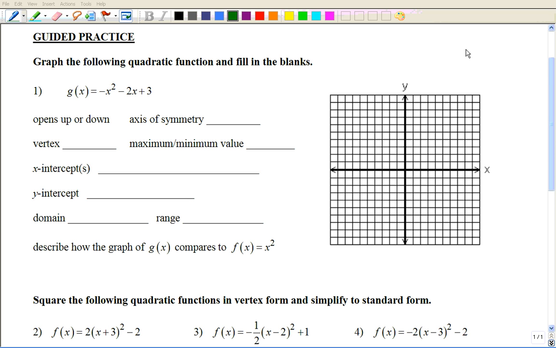We're going to be looking at some additional problems from Chapter 5, Section 2 of your textbook, which you can read to see some examples. But we're going to be looking at quadratics in both standard and vertex form. So let's get started. Number 1, we have g of x equals negative x squared minus 2x plus 3.